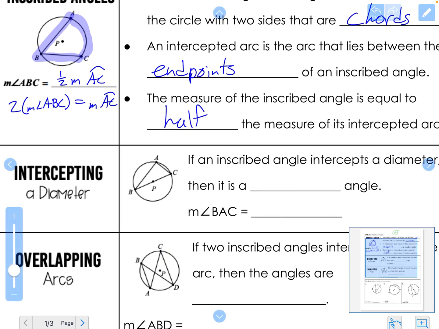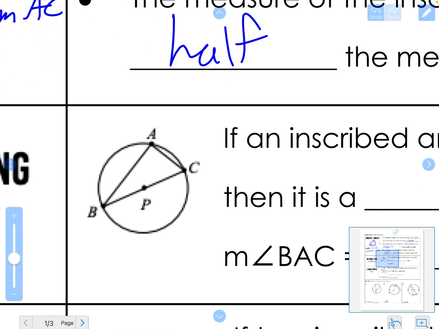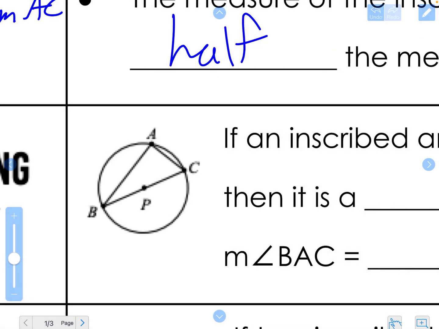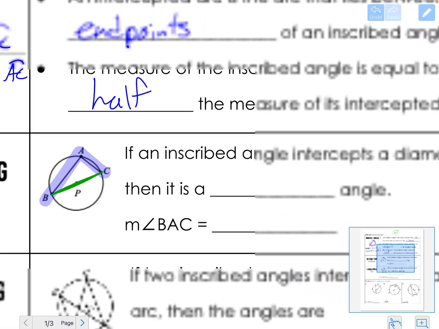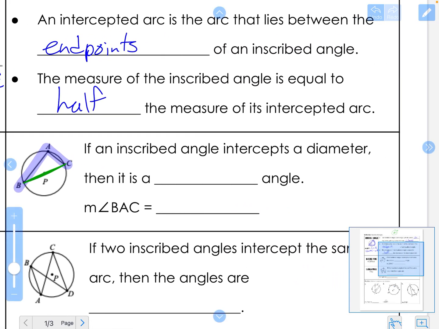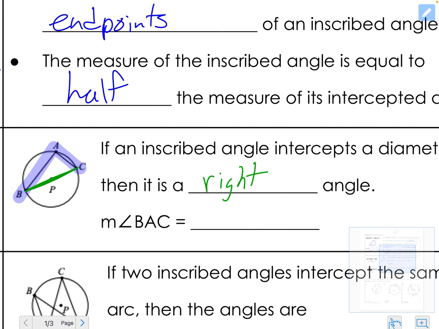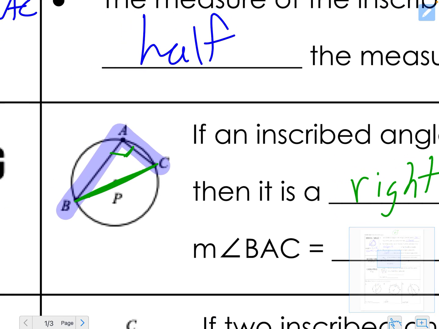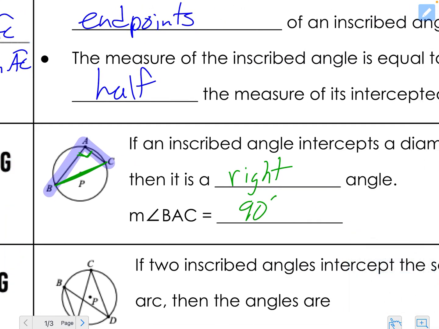The next rule is that if our arc intercepts a diameter, what that means is that for our inscribed angle BAC, the 2 endpoints meet a diameter, which is what we're talking about right here. So if an inscribed angle intercepts a diameter, then it is a right angle. That means angle BAC becomes a right angle, and the measure of BAC is 90 degrees.